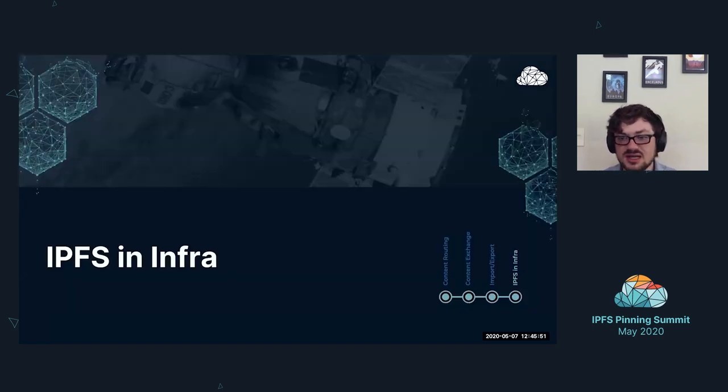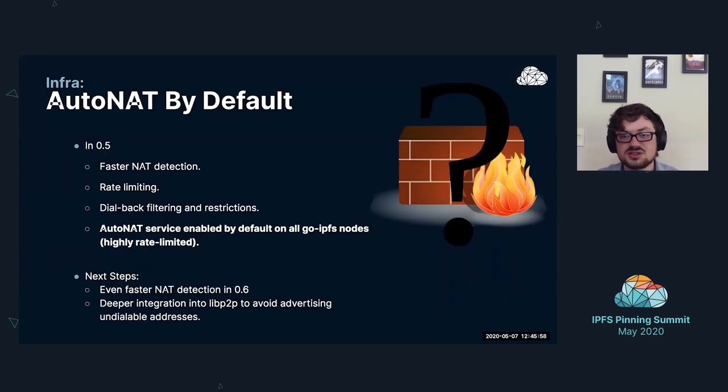Okay, finally, I have a bunch of heads up for people running IPFS and infrastructure. First up, we've enabled the service called AutoNet by default. AutoNet is again that service we're using to improve the DHT to allow nodes to determine if they're dialable or not. The heads up here is that nodes will now help other nodes determine if they're dialable by default. If it's an issue, you can turn it off in the config.